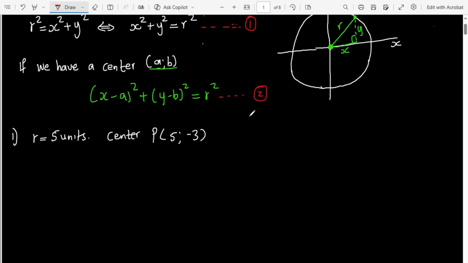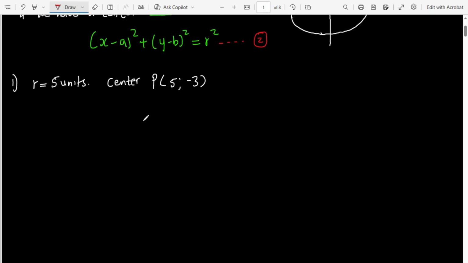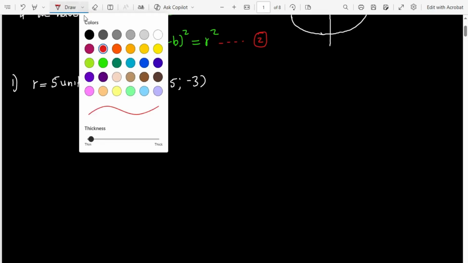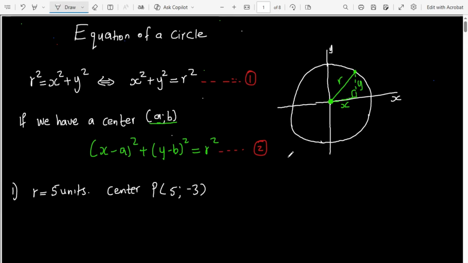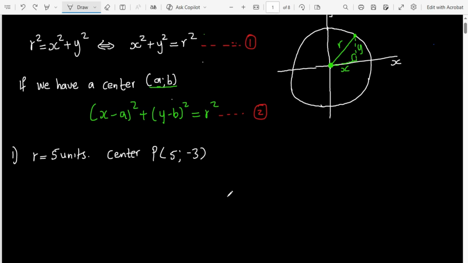Now tell me, we have a radius of 5 units and a center P that has 5 and -3. Which one will be the equation that we need to use to find the equation of that circle? Is it equation 1 or equation 2? That's what you need to ask yourself. Looking at this, it has the center A and B, where the value of A is 5 and the value of b is minus 3.